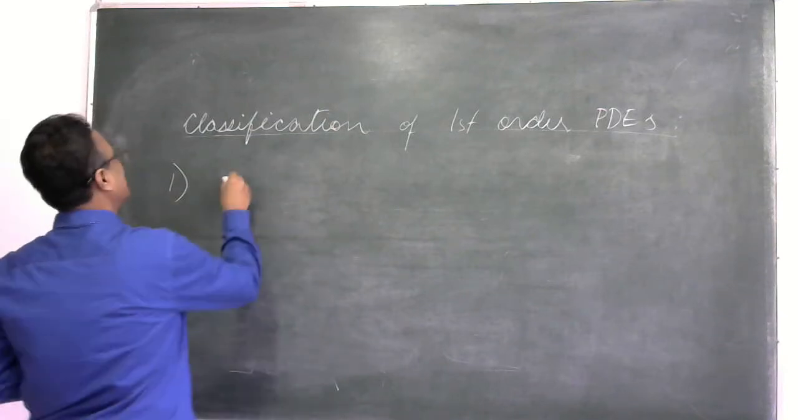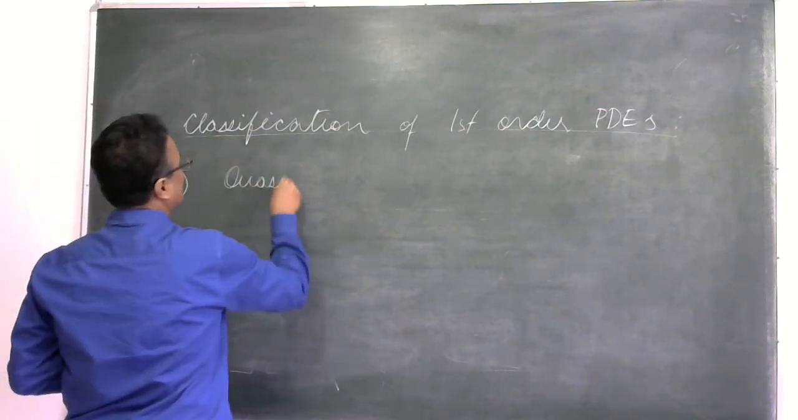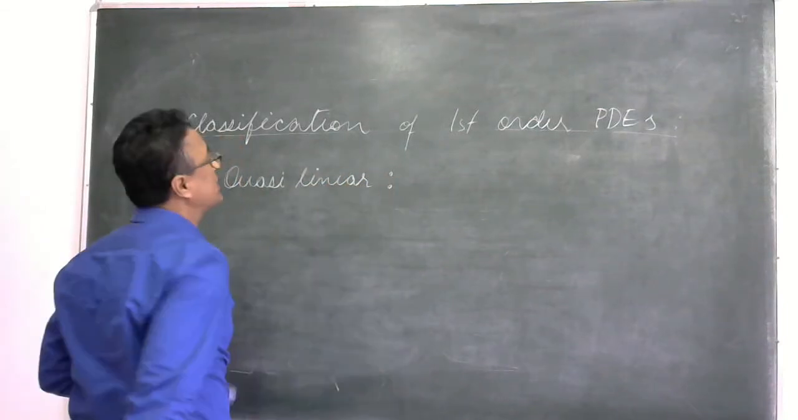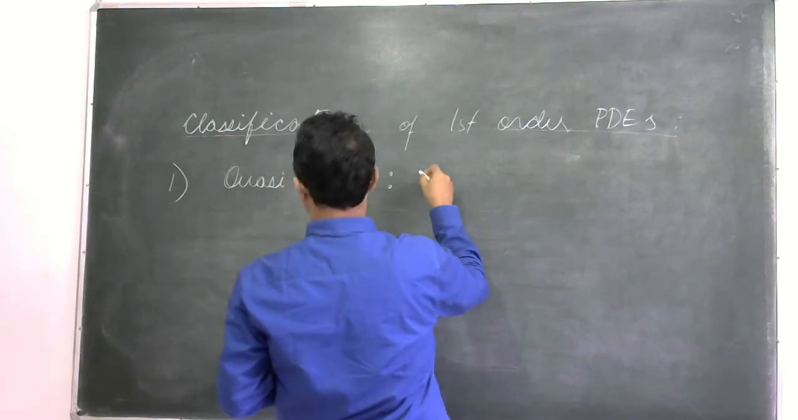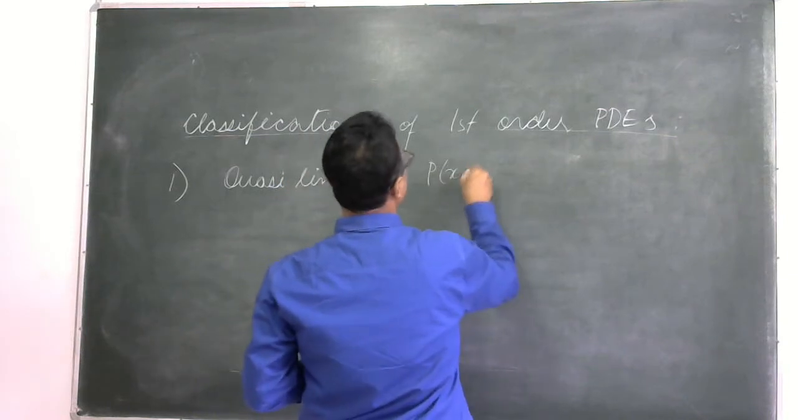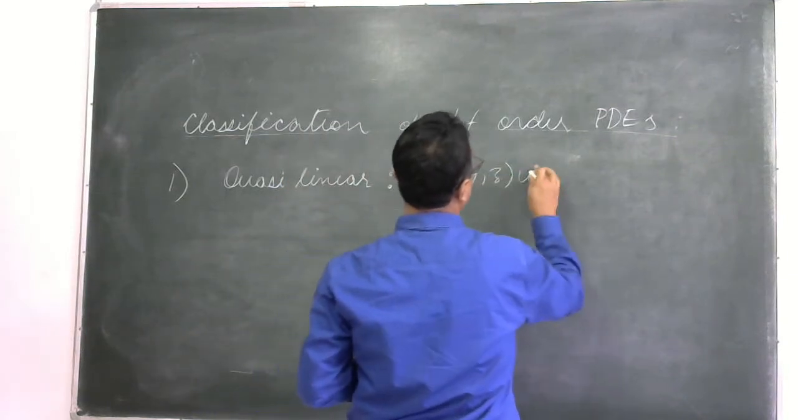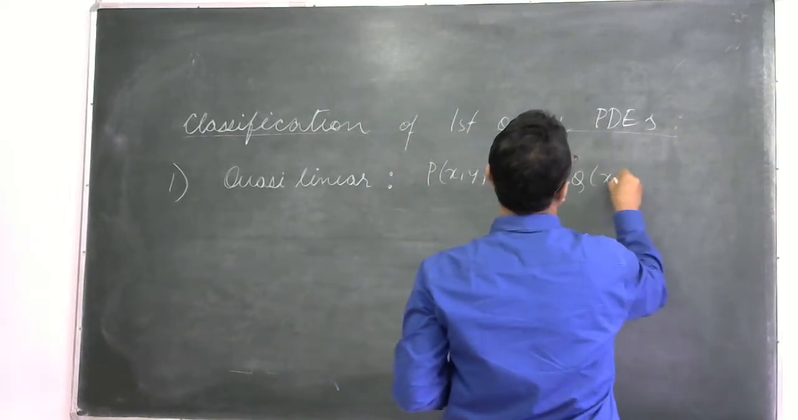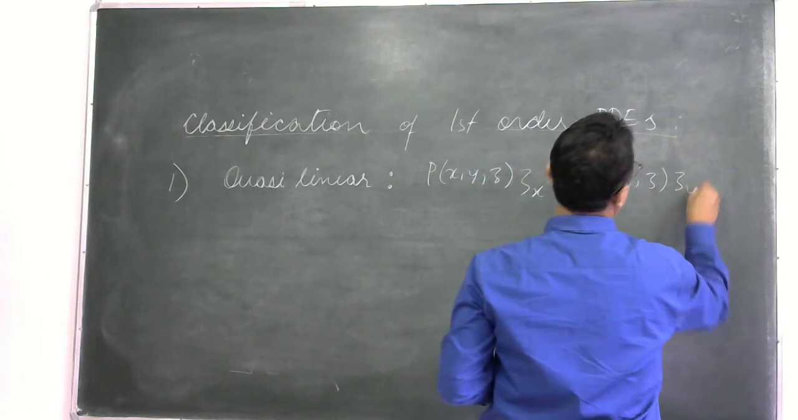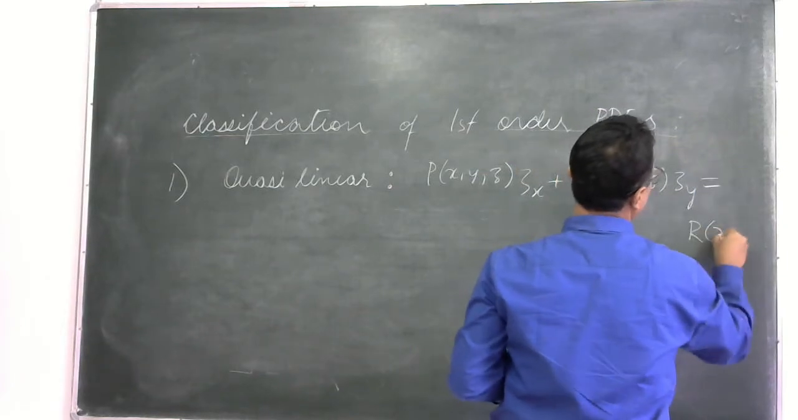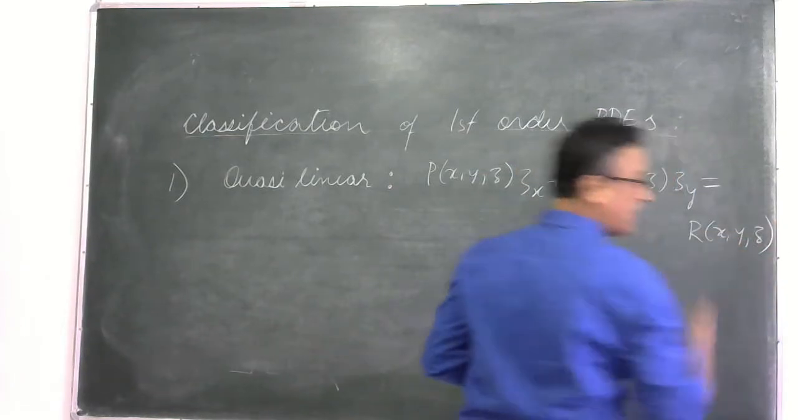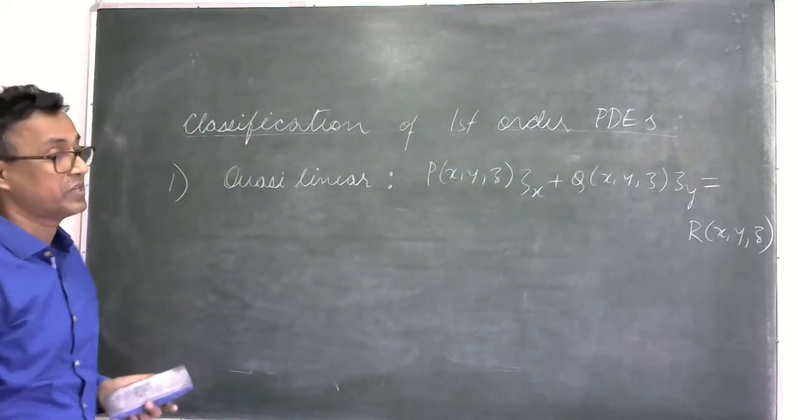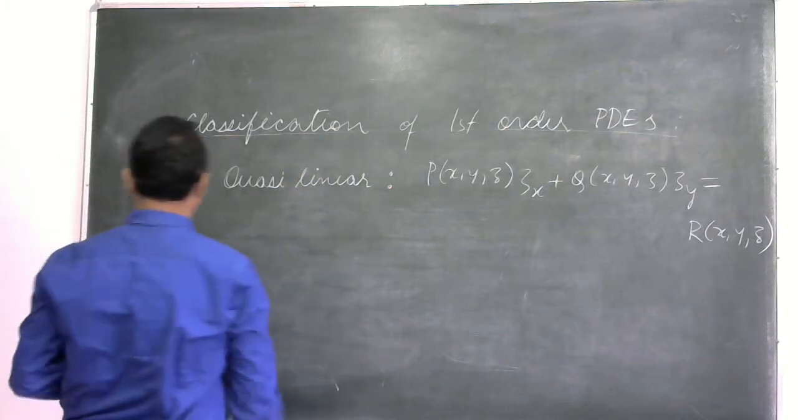So number one, quasilinear. It is going to be of this form: P(x, y, z) z_x + Q(x, y, z) z_y = R(x, y, z). In fact, this is what we are going to deal with in today's class.